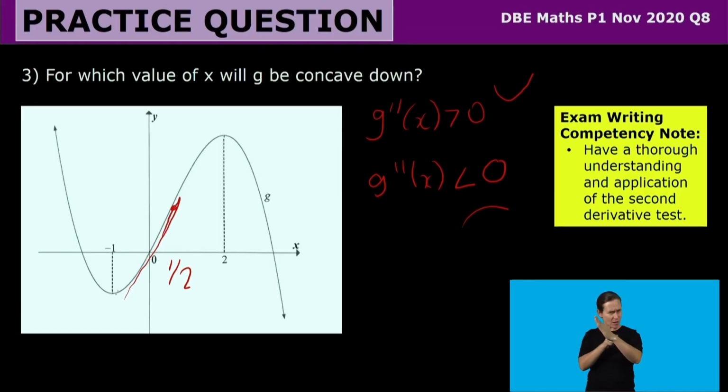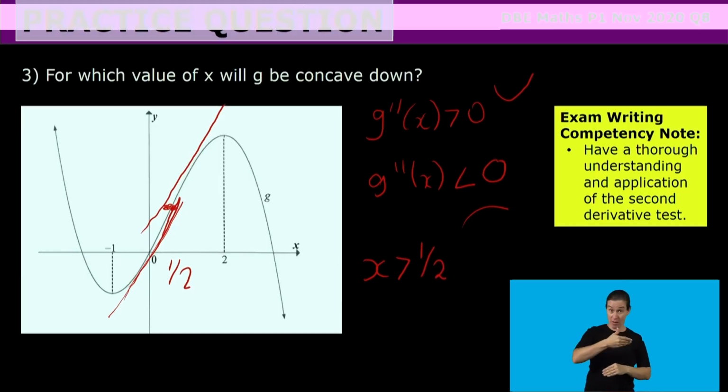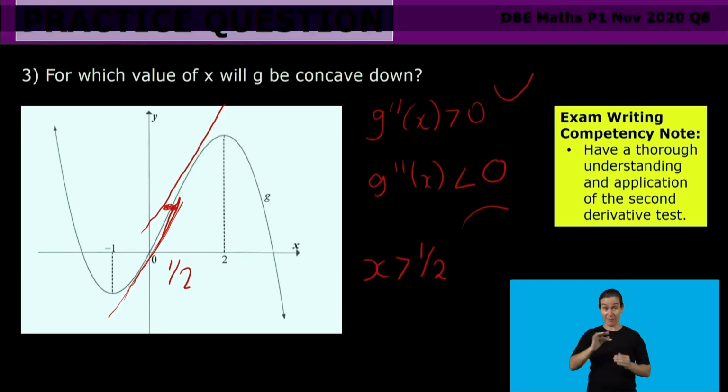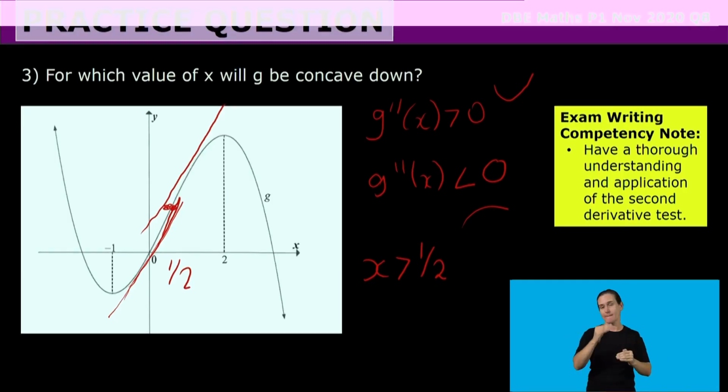So for this section of the graph, we can see that our graph is concave up on the sketch. And for this section beyond a half, your graph is concave down. So therefore, when x is greater than a half, your graph is going to be concave down, and when it's less than a half, your graph is concave up.